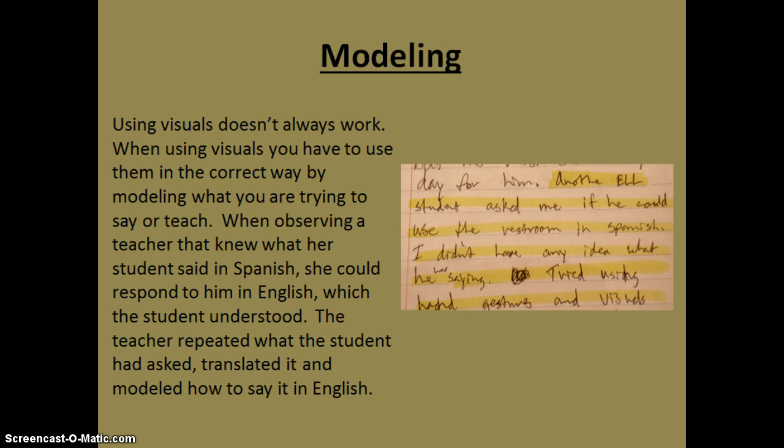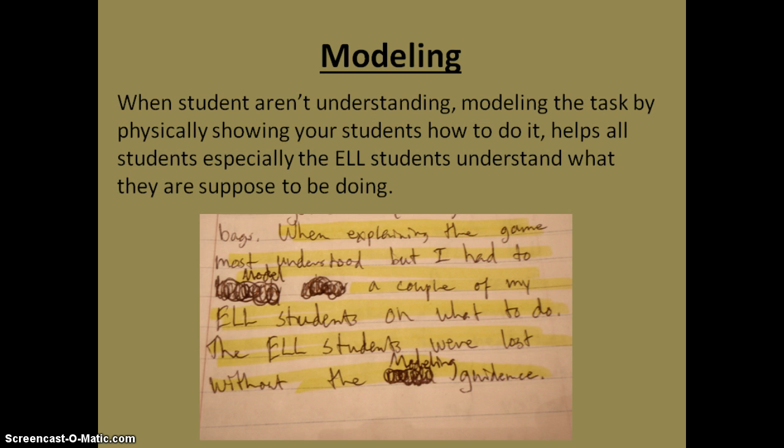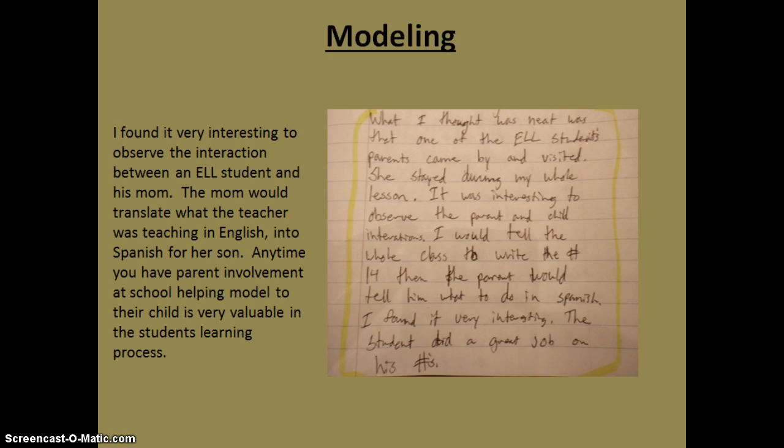So in this example I have here, using visuals doesn't always work. Sometimes you need to correct the model by translating from English to Spanish for the student. Another form of modeling would be when students aren't understanding, modeling the task by physically showing your student how to do it helps all students, especially the ELL students, understand what they're supposed to be doing.